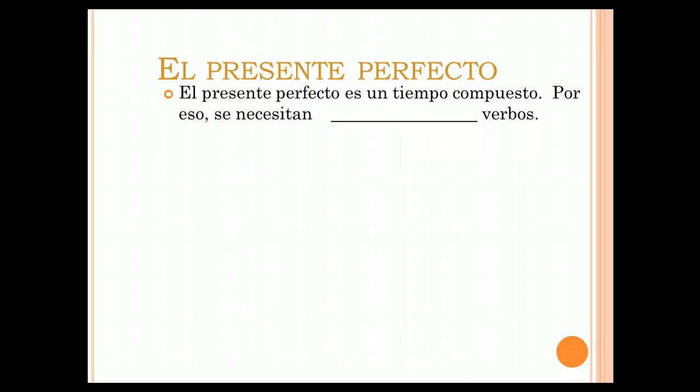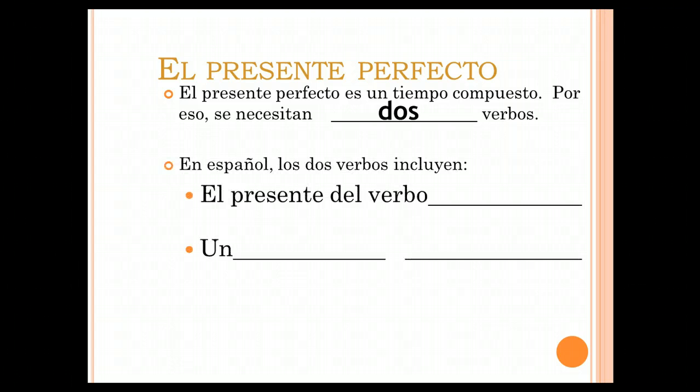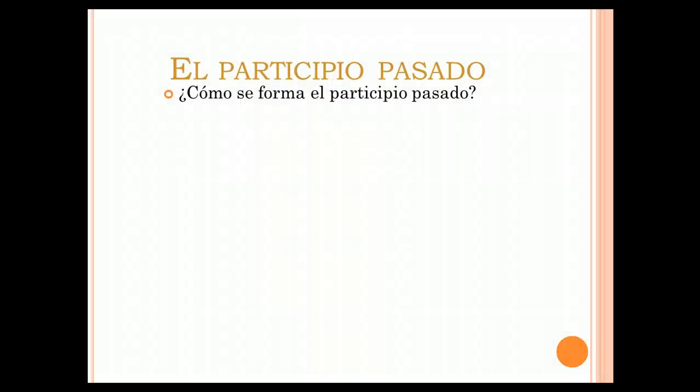So the present perfect is a compound tense. Therefore, we need two verbs. These two verbs will include the present of the verb haber and then a past participle. So, in order to conjugate haber, we will have he, has, ha, hemos, habéis, han. Accent only in the vosotros form. This will match up with the subject of the sentence.